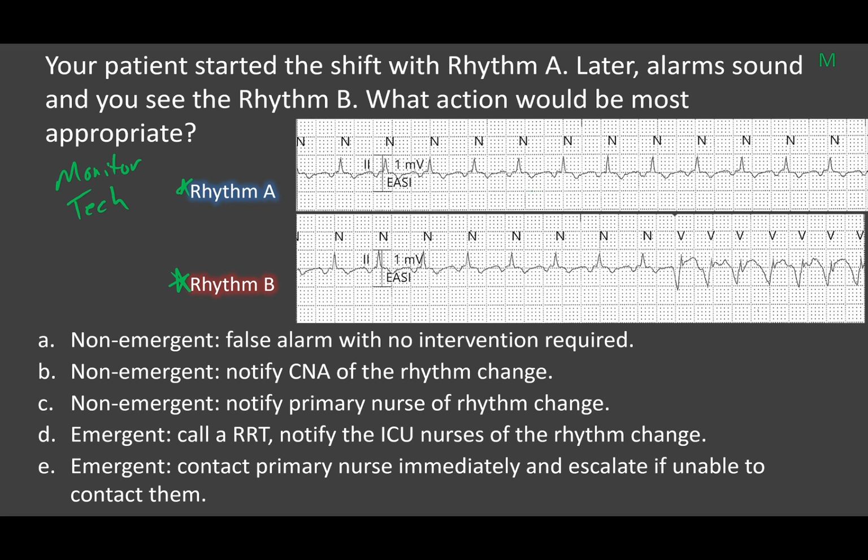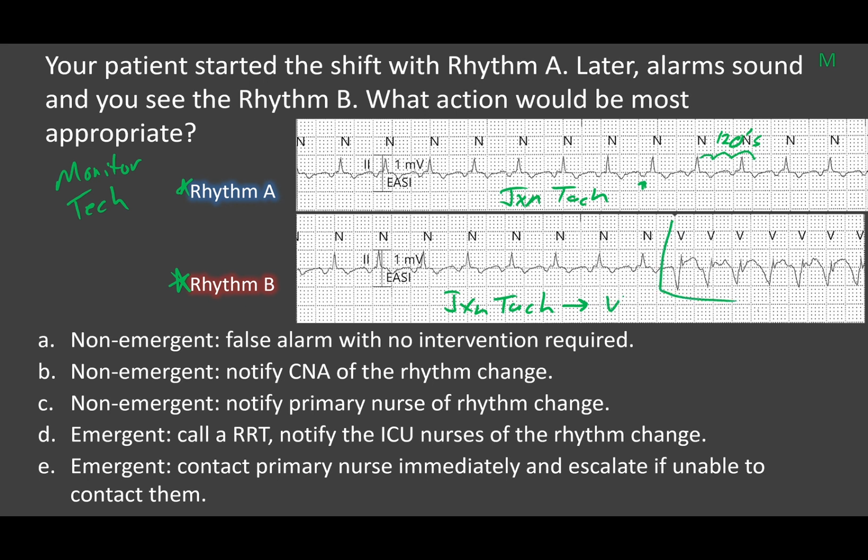So rhythm A really does look like junctional tach. You got that upside down P wave, and our heart rate's probably in that 120s range. So we're definitely moving along at a pretty good clip. Rhythm B is that same junctional tach, but then we have a significant change here at the end.